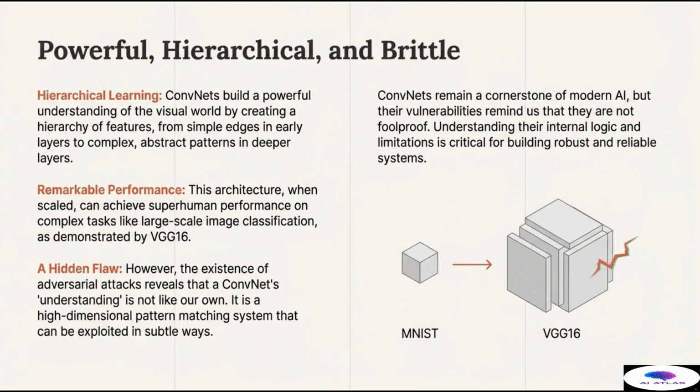It is an exquisitely tuned, high-dimensional pattern matching system that can be exploited in subtle, mathematical ways that humans cannot even perceive. ConvNets remain the cornerstone of modern AI, bridging the gap between raw data and perception. But their vulnerability forces us to recognize their limitations. Understanding this internal logic and its inherent brittleness is not just an academic exercise. It is critical for designing the robust, reliable, and trustworthy AI systems that are increasingly essential in our world.